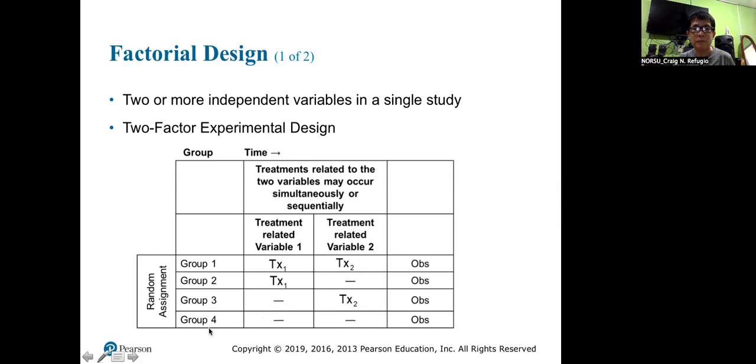So if you notice, group four and group three, no treatment for treatment related to variable one. Treatment one, no treatment, then no treatment. Treatment related to variable two, so treatment two, then no treatment for group two, treatment two for group three, no treatment for group four. So alternating: treatment, no treatment, treatment, no treatment for variable two. This one, treatment for variable one, treatment for variable one, then no treatment, then no treatment. And then at the end, you do the observations for the collection of the data.